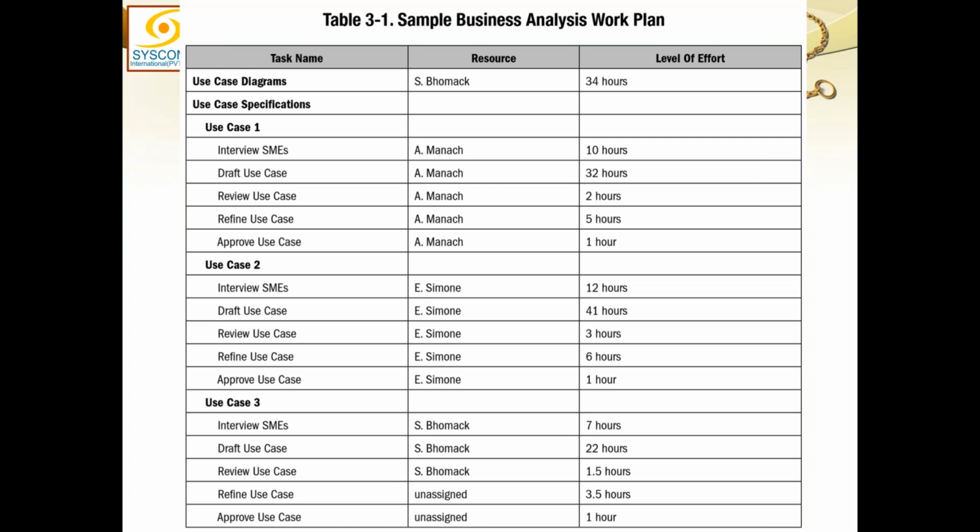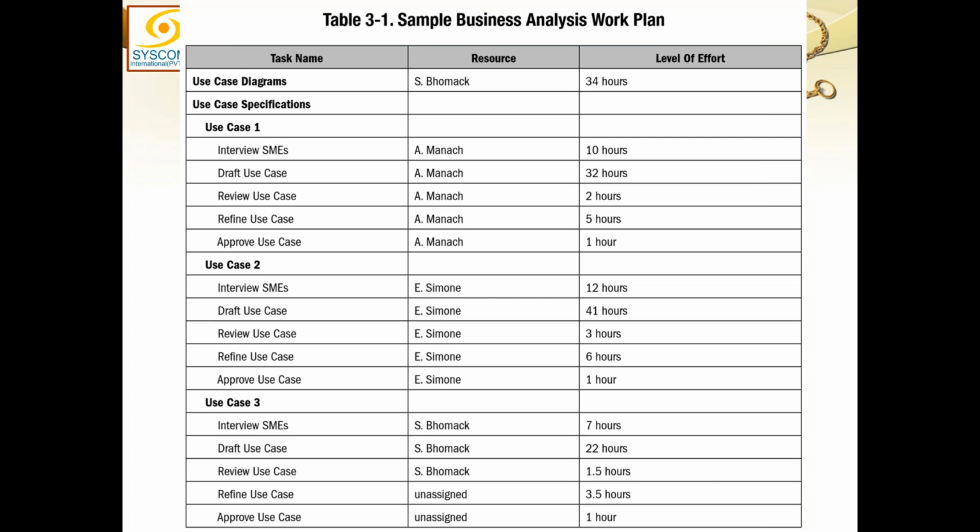But now, once we talk about use case specifications, then we are going to be giving out all the use cases. Here in Agile, we call it user stories. Here we have the use cases. So what is the use case one? For use case one, for picking up the first requirement, you have to interview the subject matter experts. You have to draw the use case, review the use case, refine the use case, and ultimately approve the use case. Similarly, use case two, the resource person is E. Salmon. So all the same use case activities are done, and the time is shown against each.